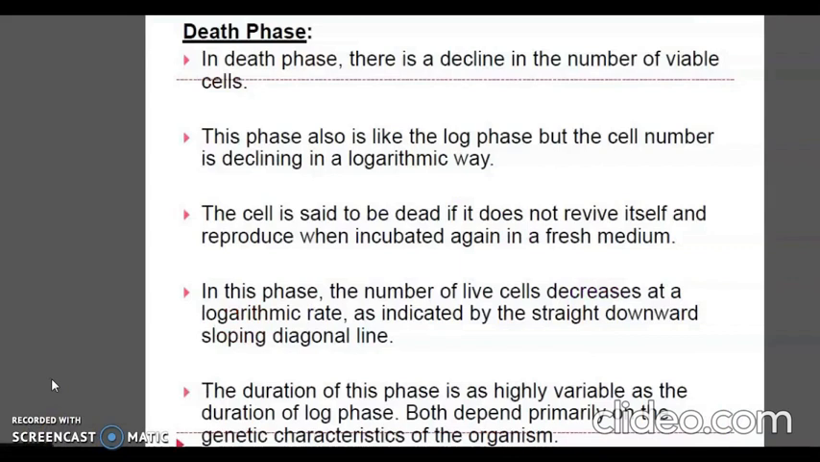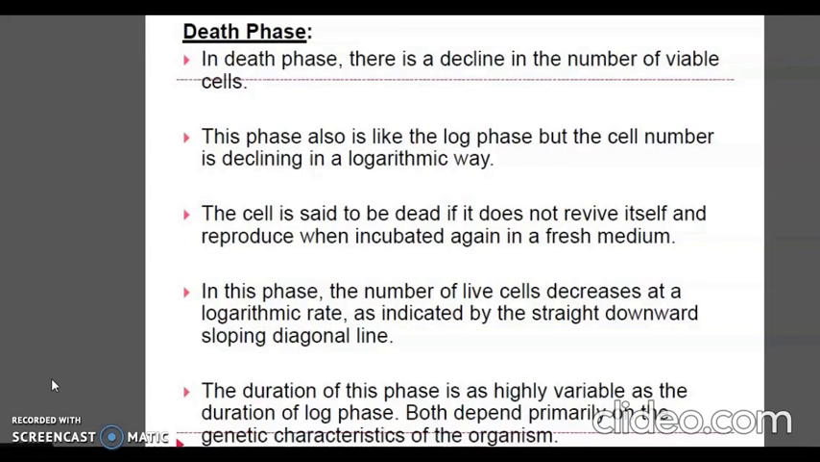This phase also is like the log phase, but the cell number is declining in a logarithmic way. A cell is said to be dead if it does not revive itself and reproduce when incubated again in a fresh medium. In this phase, the number of live cells decreases at a logarithmic rate, as indicated by the straight downward sloping diagonal line in the growth curve.